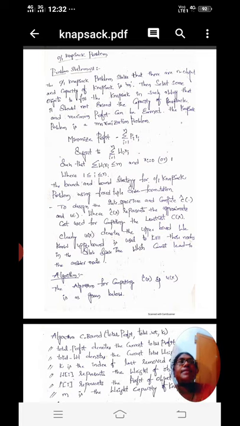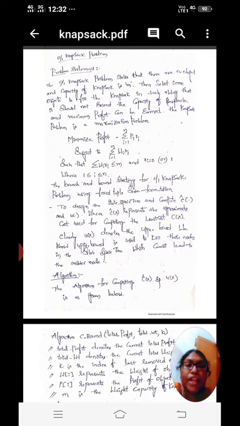The weights should be less than or equal to the capacity m, and xi is equal to 0 or 1, where 1 is less than or equal to i, which is less than or equal to n. We know for 0/1, one side we consider 0 and the other side we consider 1. In the knapsack, we have to place some n number of objects with profits and weights.